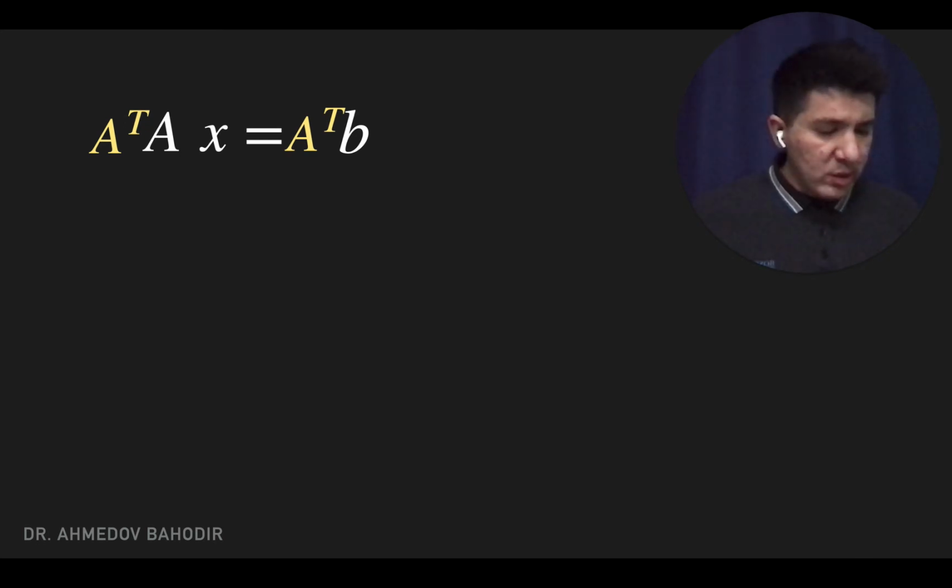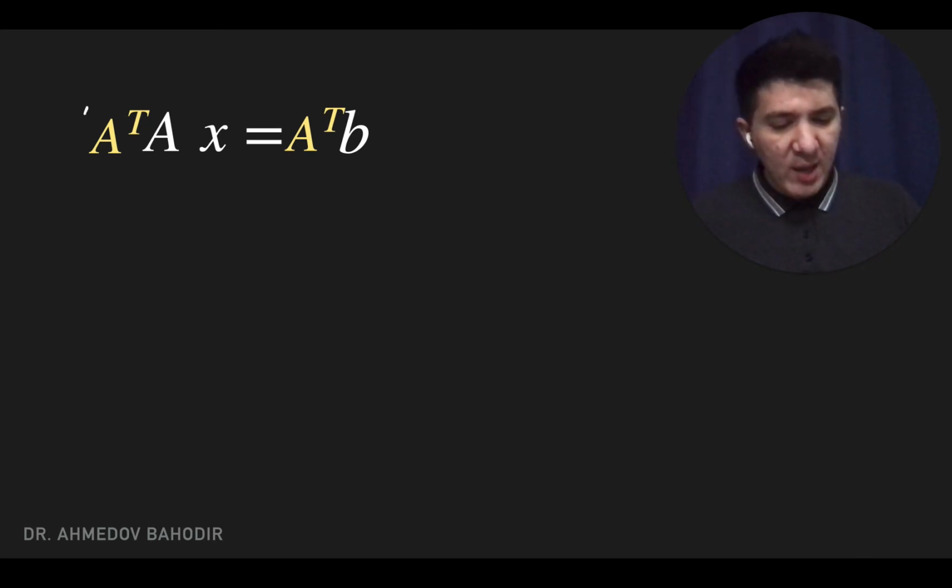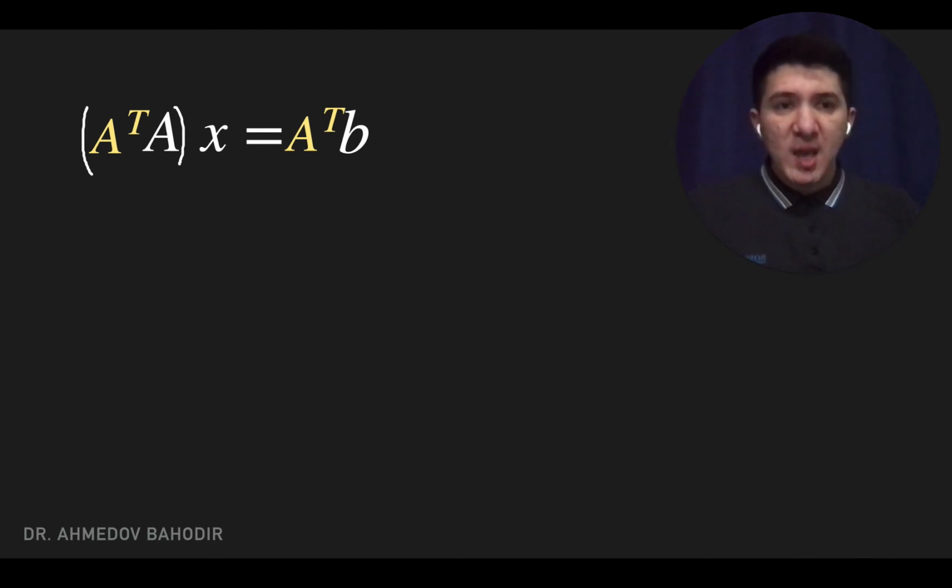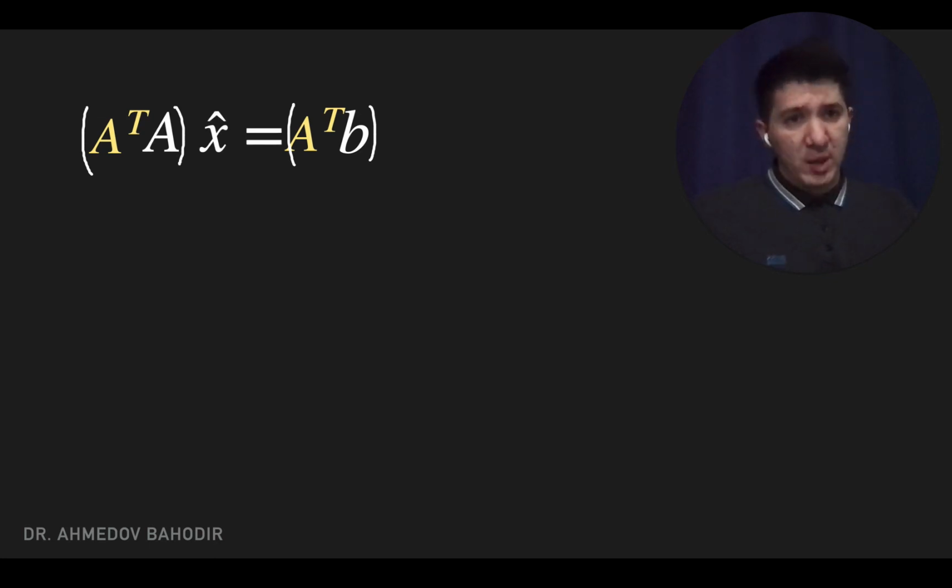So now we are going to solve this system. Instead of solving Ax = b, we're going to solve this: A transpose A, which is going to be one matrix, times x, is equal to A transpose b. Obviously this x is going to be different than the x in Ax = b, right? So that's why we are going to denote this as x hat, which means the solution for the least squares problem, or the approximation problem.